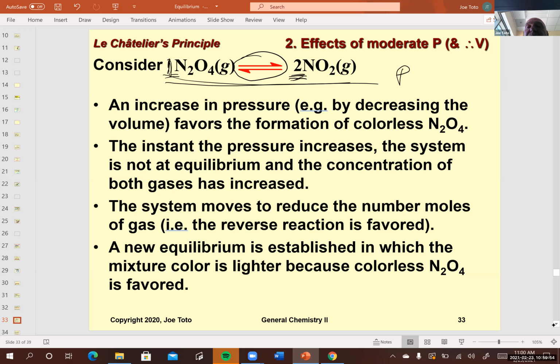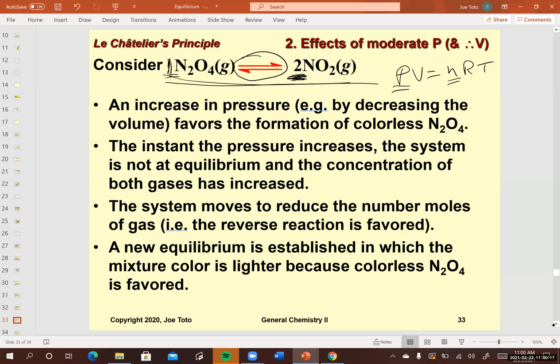PV equals nRT. Pressure is directly proportional to n, the number of moles. The more moles you have, the more pressure. So if I shift to the left, I can decrease my number of moles of gas and therefore decrease the pressure.